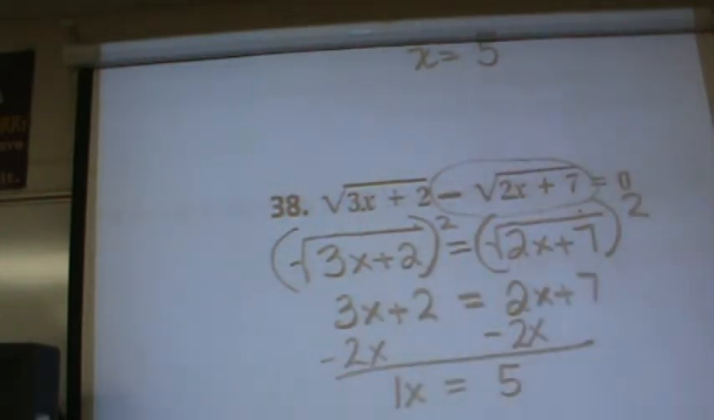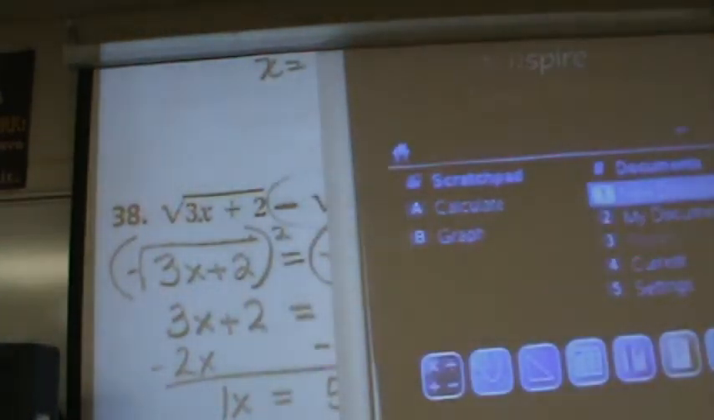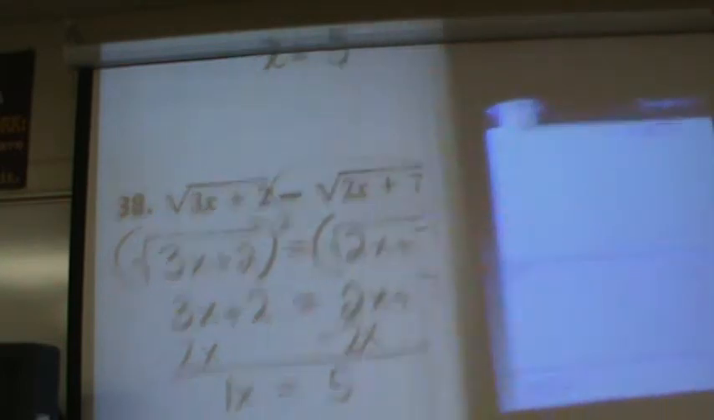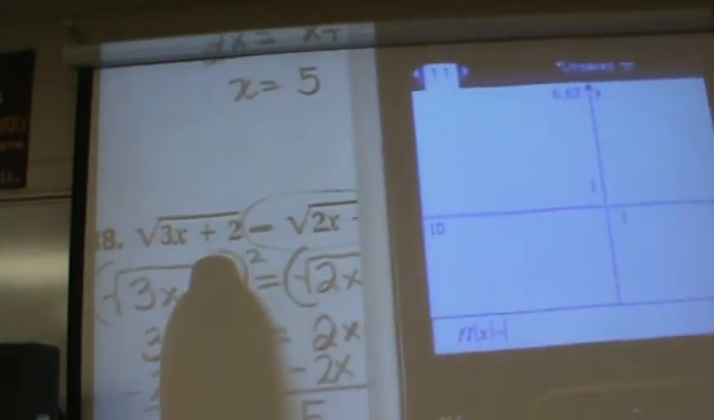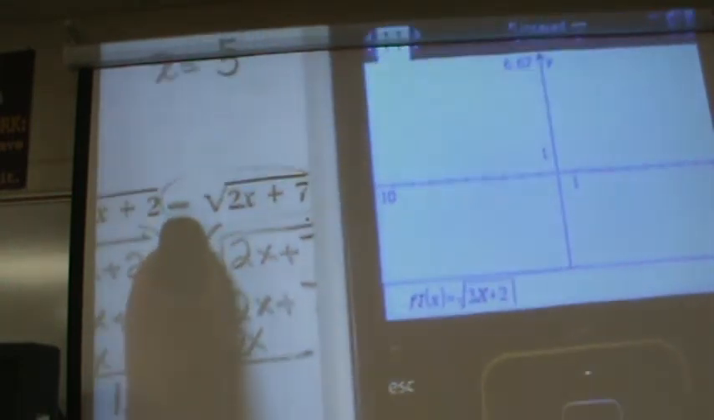Out of curiosity, can I check this answer on the calculator? What do you think you're gonna type? The original. Take a wild guess. I'm gonna add a new document. Does someone think they know what to type in to get this answer? Let's check it. Square root of 3x plus 2, then what? Direct me. Bump yourself out of that square root, then what? Minus, and then square root 2x plus 7.